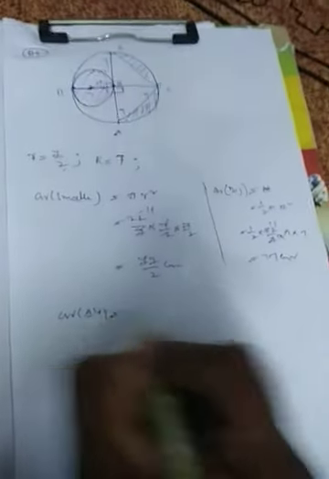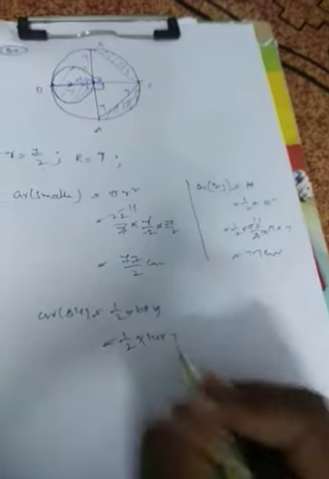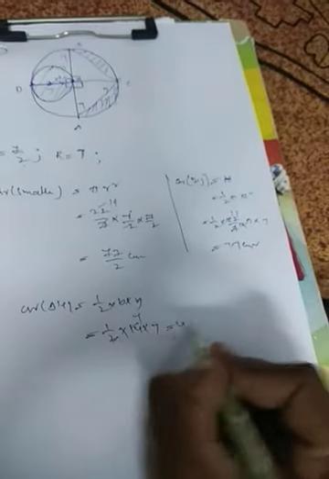Now the area of the triangle. What is the area of the triangle? Half into base into height, clearly. Half into base: this is 7, this is also 7, so 14. Height is 7. 2 1s are 2, 2 7s are 14, 7 7s are 49.